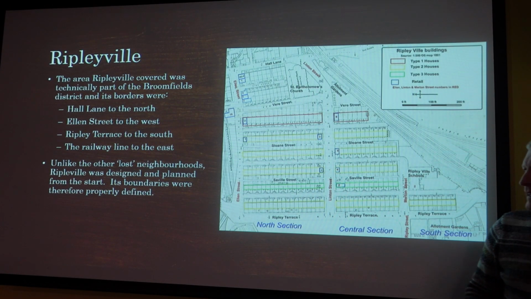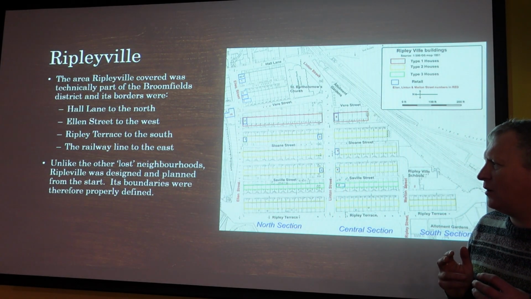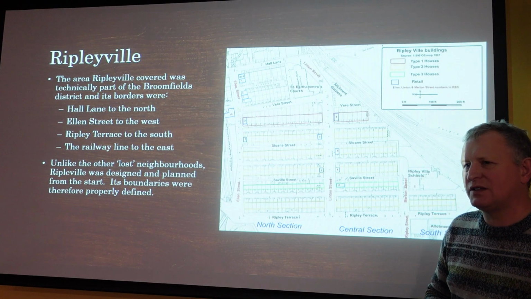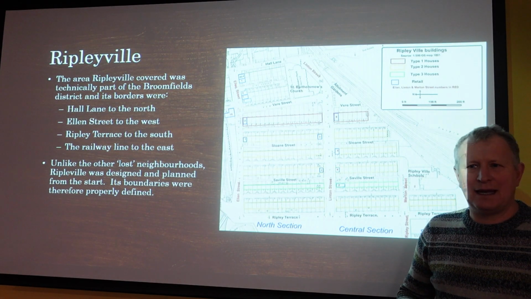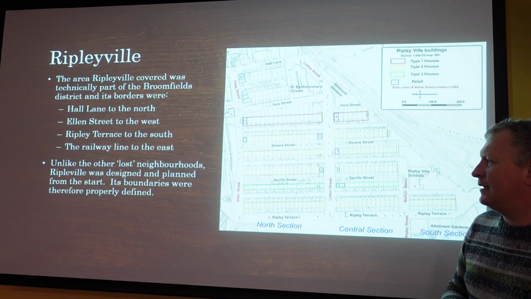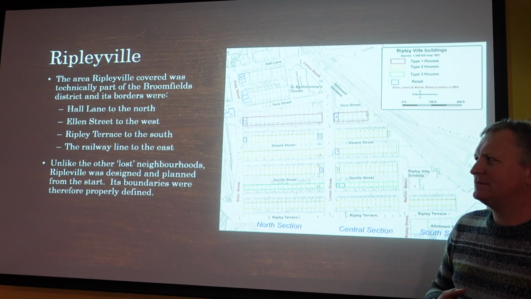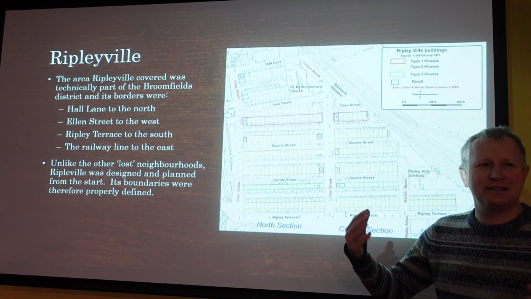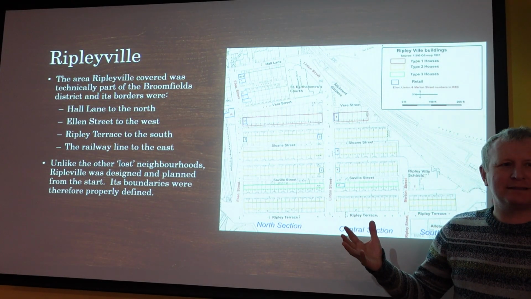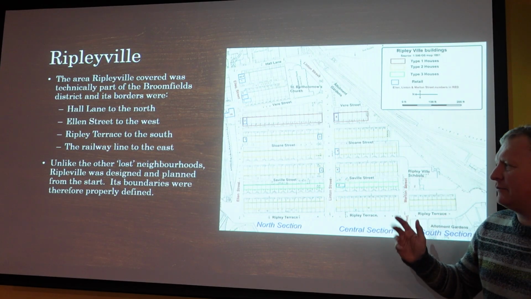And as I said at the beginning, unlike the other neighbourhoods that we've talked about, Ripleyville was actually designed and planned from the very start. So the other places we've talked about, like Longlands and Silsbridge Lane and Wapping, basically just more or less organically developed and expanded, and quite often carried on expanding over years, whereas with Ripleyville there was an actual plan right from the start.